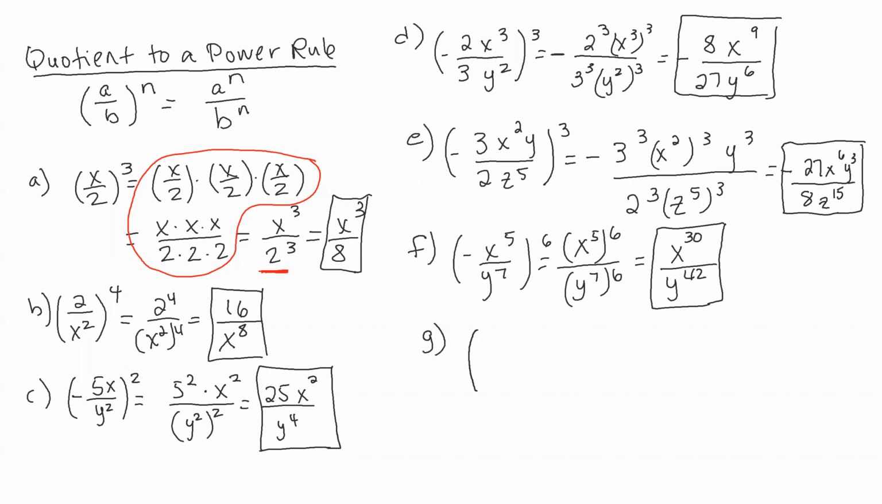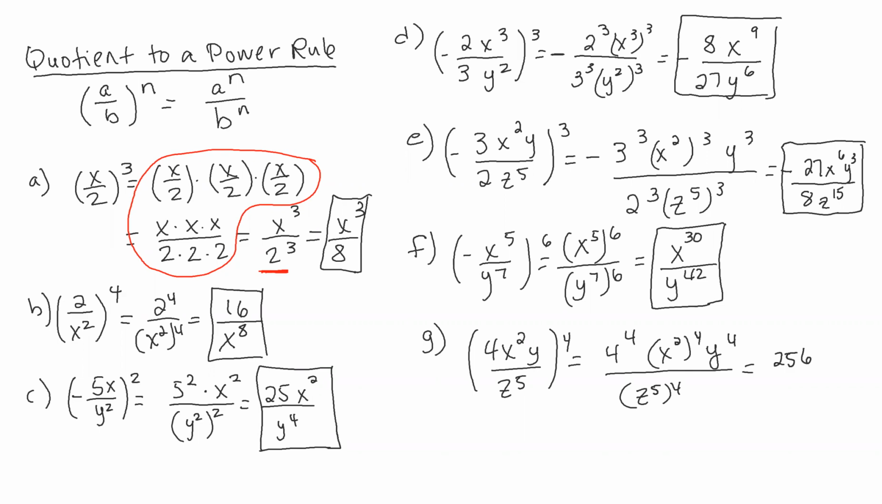How about I have 4x squared y over z to the fifth, all of that raised to the fourth power. Luckily, we don't have a negative to contend with, so we can just jump straight to simplifying. I'm going to bring this exponent of 4 inside. So I get 4 to the fourth, x squared to the fourth, y to the fourth, and then z to the fifth to the fourth. We want to simplify everything. 4 to the fourth might be something you don't know yet, but it is 256.